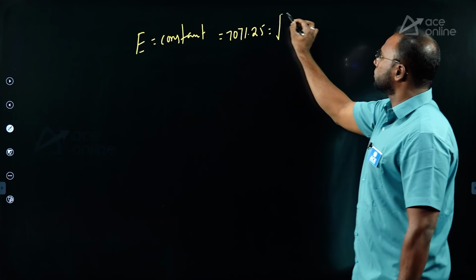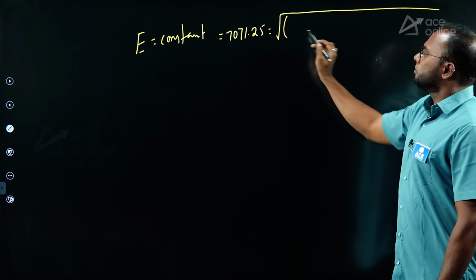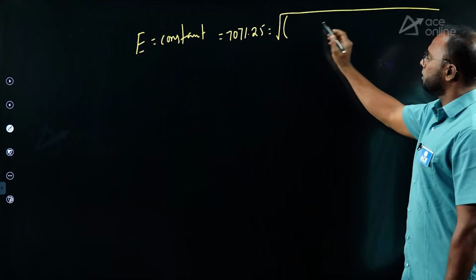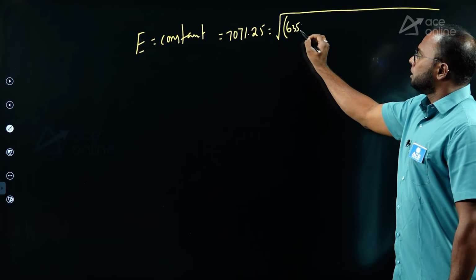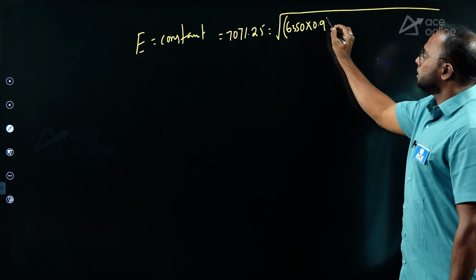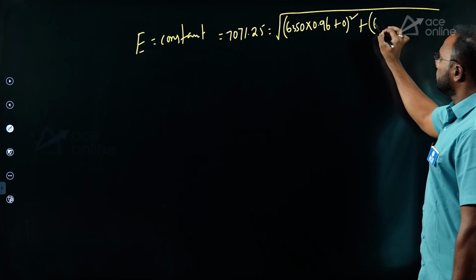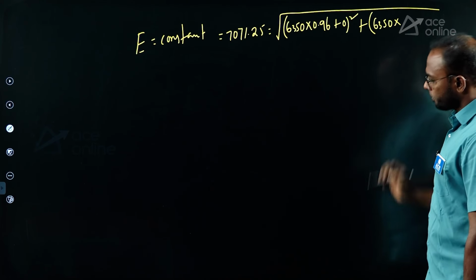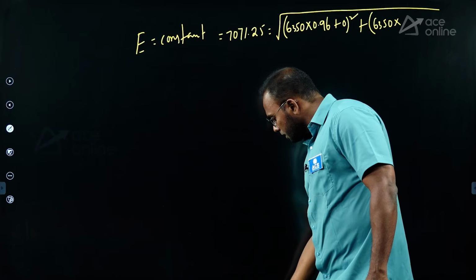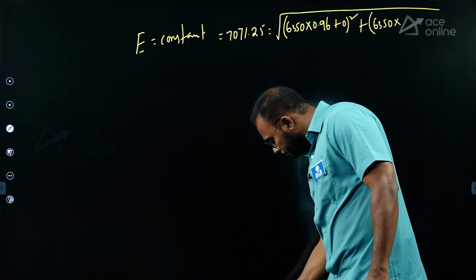7071.25 equals square root of V cos phi. What is the bus bar voltage? It remains the same, 6350. 6350 into cos phi, which is 0.96 now, plus IA RA whole square, which is 0, plus V sin phi, 6350 sin phi. If cos phi is 0.96, what is the sin phi value?